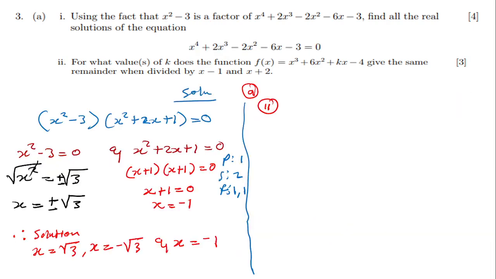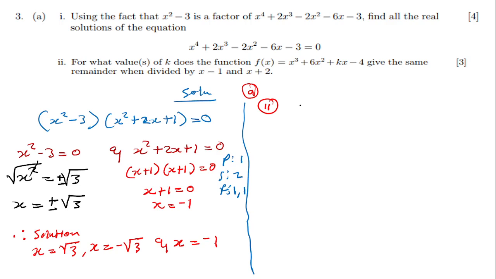Okay, ladies and gentlemen, let me move on and look at the second part. For what values of k does the function f of x is equal to x cubed plus 6x squared plus kx minus 4, given that they have the same remainder? So this one is just simple.